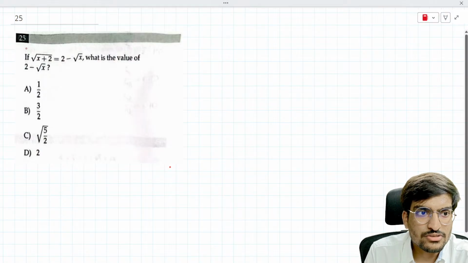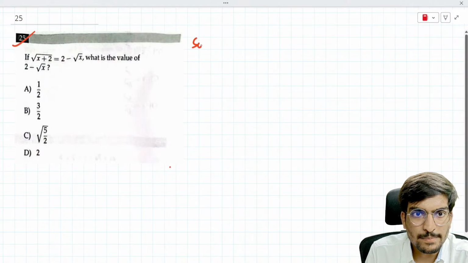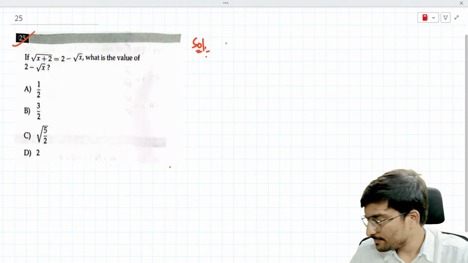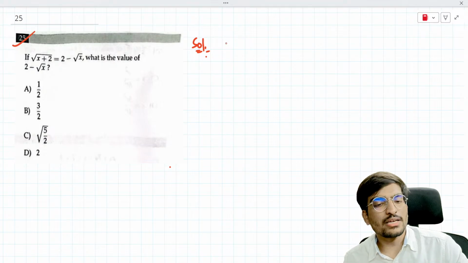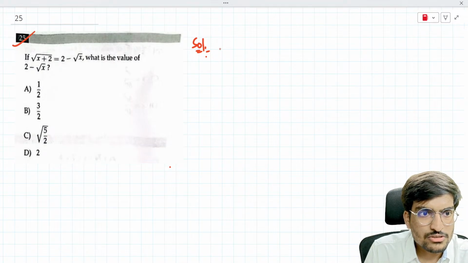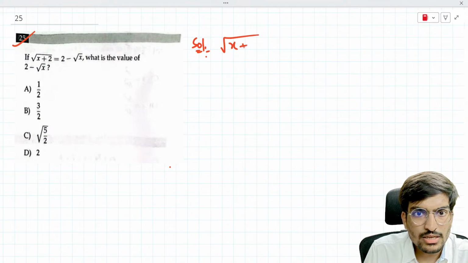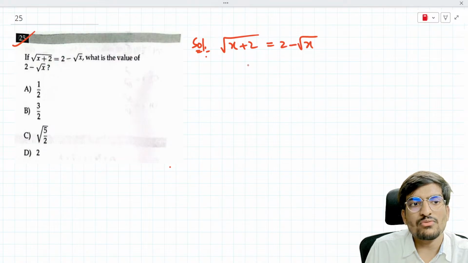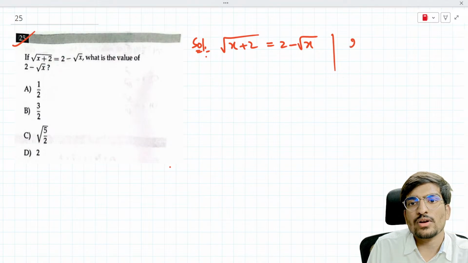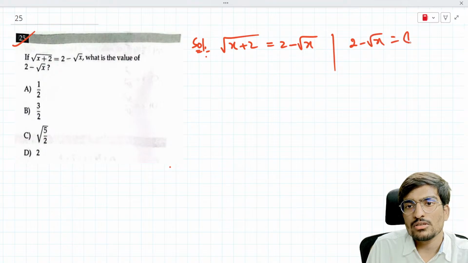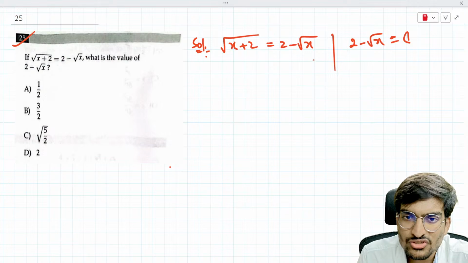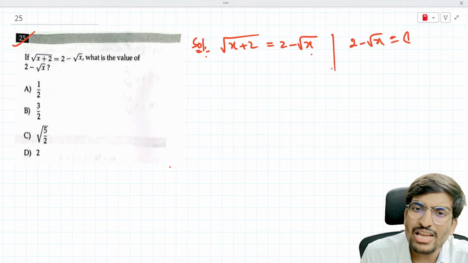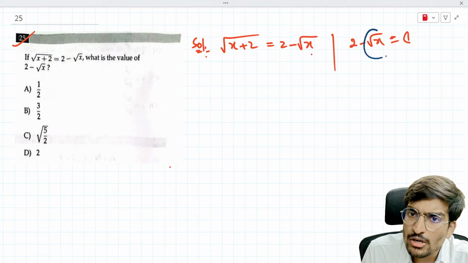Now let's go for question 25. The last question. We are done after this. The given equation is root x plus 2 equals 2 minus root x. They're asking us to find the value of 2 minus root x. So it's a similar kind of question. Don't try to do anything, just try to eliminate things and get the value of x or the value of root x.